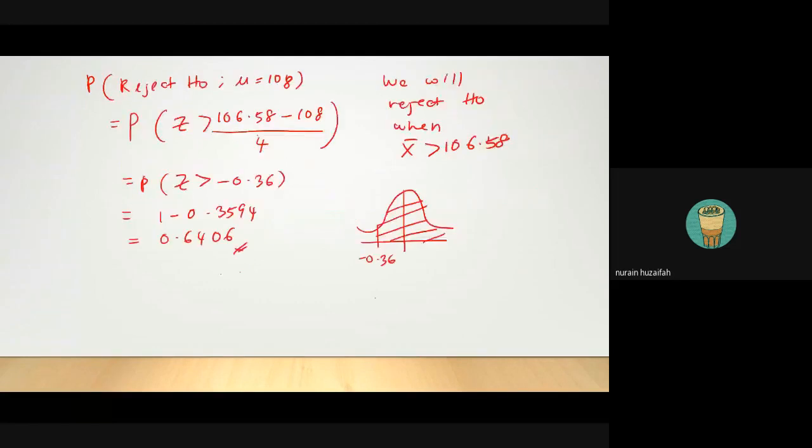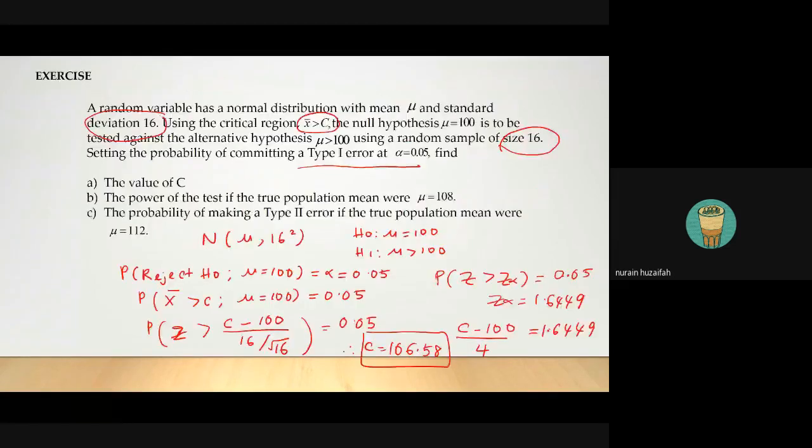Okay, so you have 3 questions. First, find the value of C. Second, find the power of the test if the true population mean is mu equal to 108. The power of the test means the probability of rejecting H0 under the parameter under consideration, which parameter? So here mu equals 108. So rejecting H0, X bar greater than C, because that is your rejection region. And then the last one, probability of making type 2 error. So the probability of making type 2 error is the probability of accepting H0 when your H0 is false.